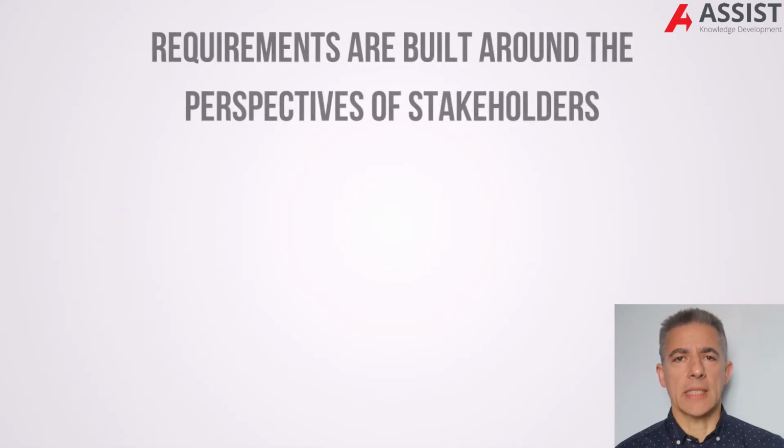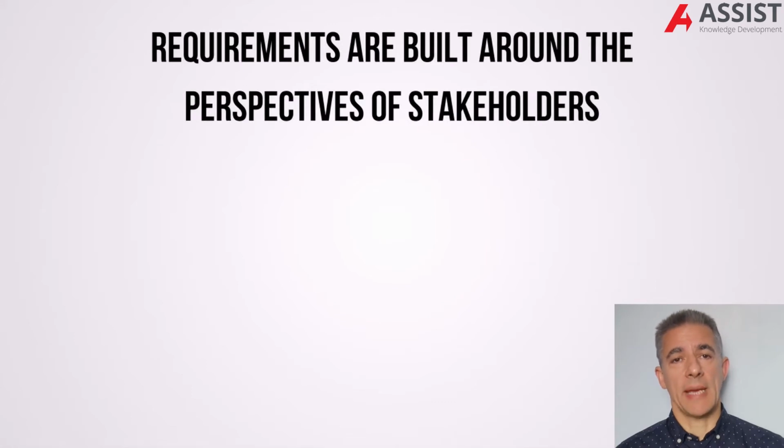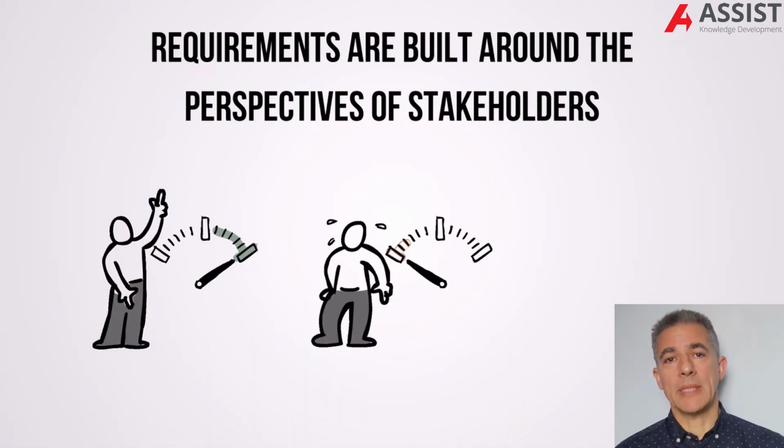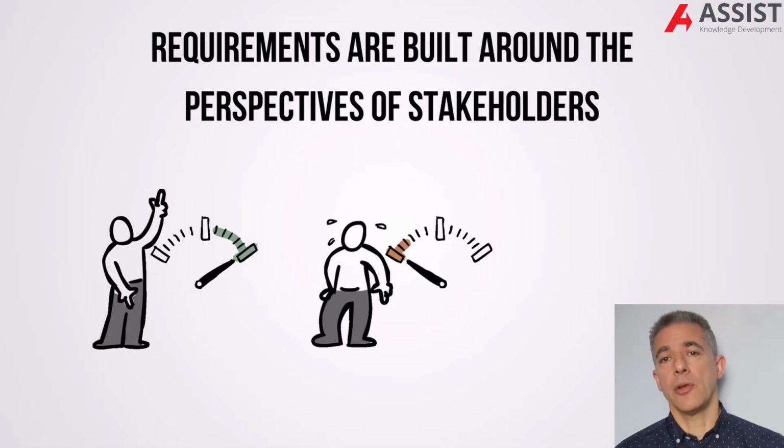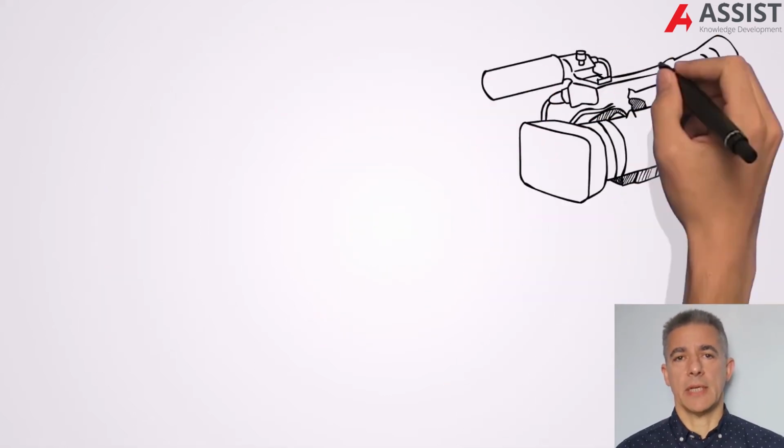It is always the case that requirements are based upon the perspectives of the stakeholders, but the problem is that stakeholders often hold different views or perspectives about the same business system, and to compound this, they are not always aware of these differences. So consider a cinema.